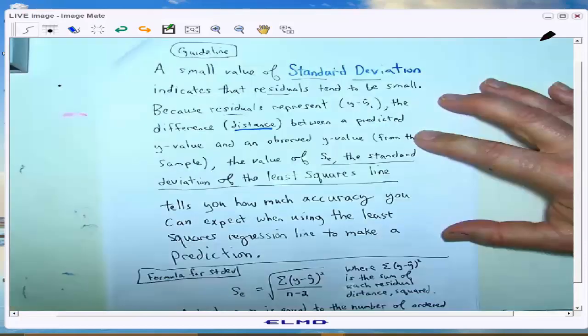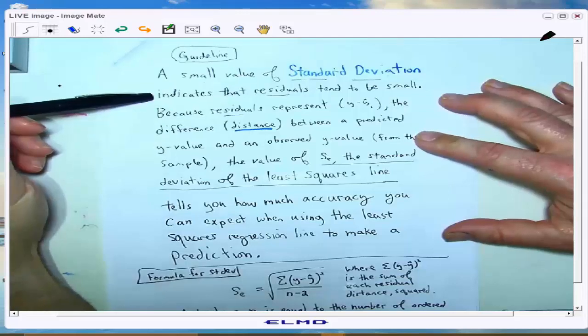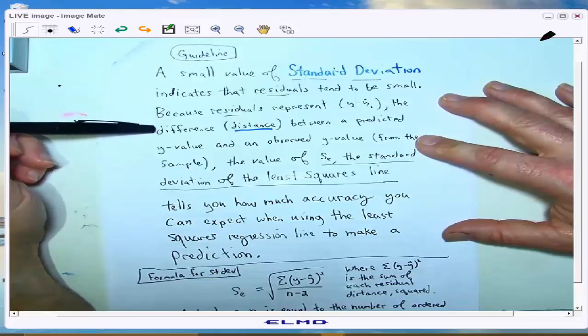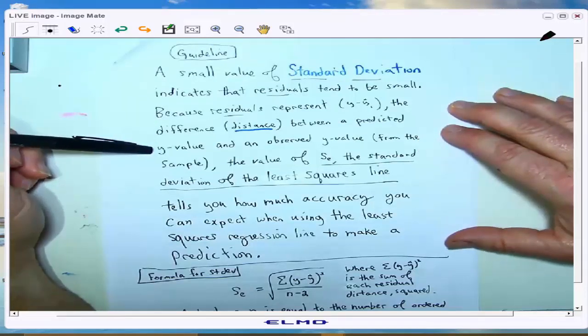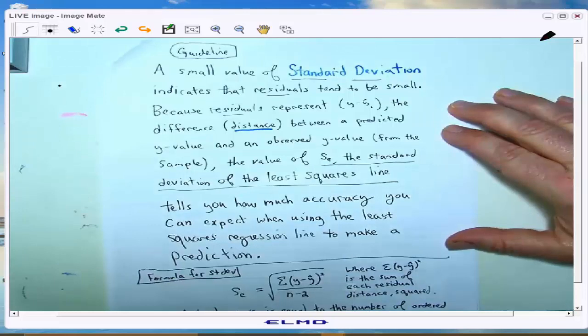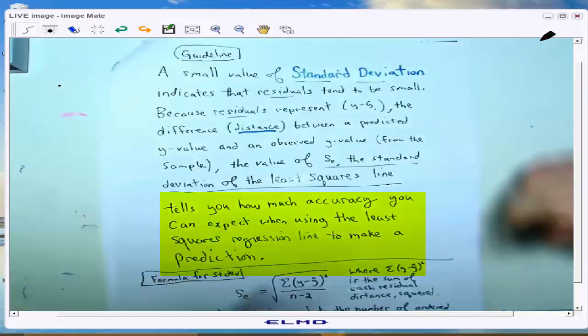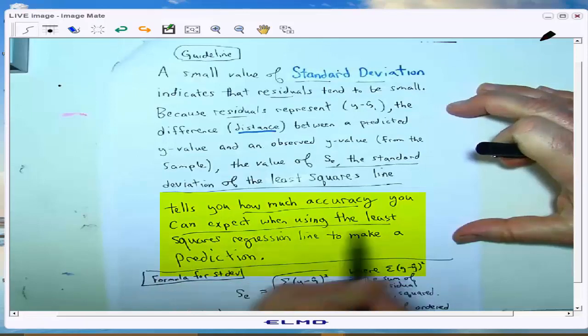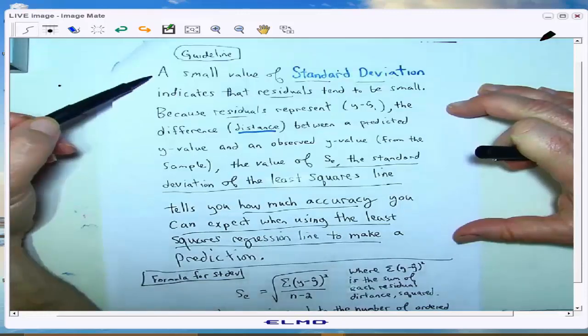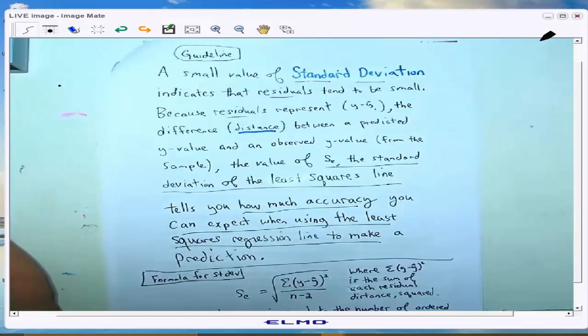A small value of standard deviation indicates that the residuals tend to be small, and because residuals represent the difference between a predicted Y value and an observed Y value from the sample, the value of SE, the standard deviation of the least squares line, tells you how much accuracy you can expect when using the least squares regression line to make a prediction. So if we've got a small enough value for standard deviation and the value of R is significantly close to 1 or minus 1, then we're going to get an accurate estimate using the least squares regression line.